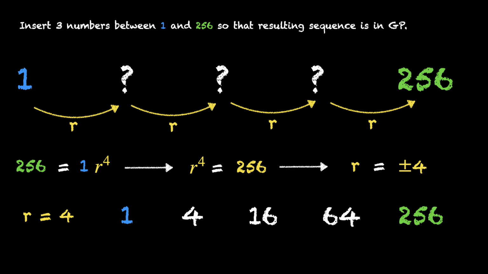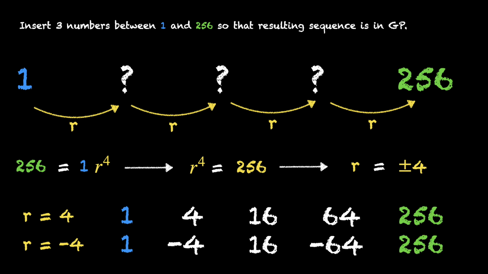But what happens when we put R as minus 4? Well, the first term stays 1. 1 times minus 4 gives us minus 4. And then minus 4 times minus 4 gives us 16. 16 times minus 4 gives us minus 64. And then that times minus 4 gives us 256.